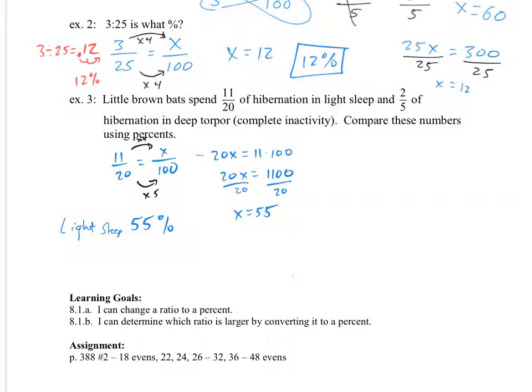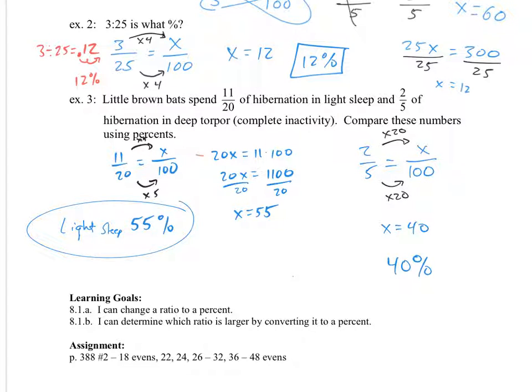And then 2/5 of hibernation. We want to change that to a percentage. Perfect, yep. So we have times 20. Nice, so 40%. So x equals 40, so we have 40%. So they have 55% light sleep, 40% of this torpor.